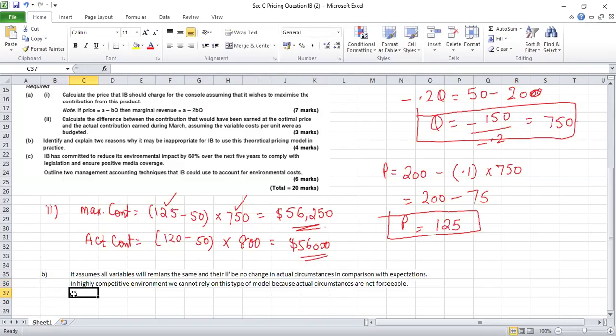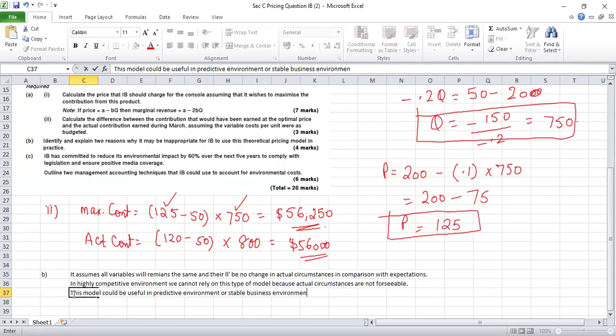What next do we have? This model could be useful in a predictive or stable business environment, which is not available easily.